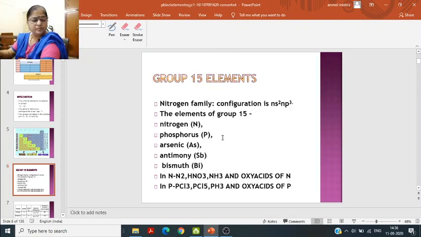Now the members of group 15th are nitrogen, phosphorus, arsenic, antimony, bismuth. In nitrogen, we have to study all the oxoacids of nitrogen, ammonia. In phosphorus, we have to study PCl3, PCl5, PH3 and oxyacids of phosphorus.